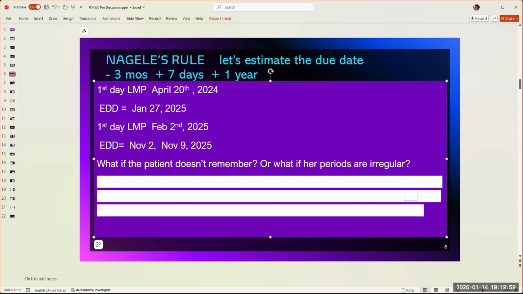What if our patient doesn't remember when her last period was? Or maybe she's irregular. She doesn't have one every 28 days. Sometimes it's 26, sometimes it's 29. What would we do? How would we estimate a due date?